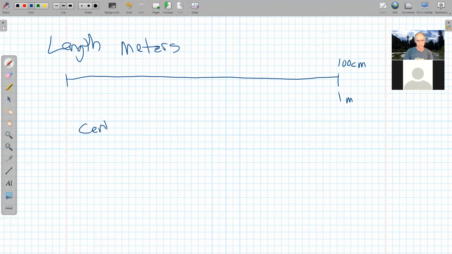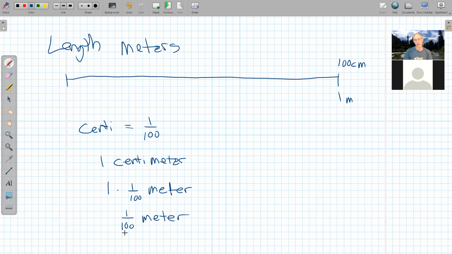So centi literally means 1/100th. So when I write out, say, 1 centimeter, I can replace the centi with 100th. So that would be 1/100th of a meter. More simply, 1/100th of a meter. And usually with metric, we don't worry about using fractions because we have a decimal system that means the same thing, right? Tenths, hundredths. So this would be 1/100th of a meter.